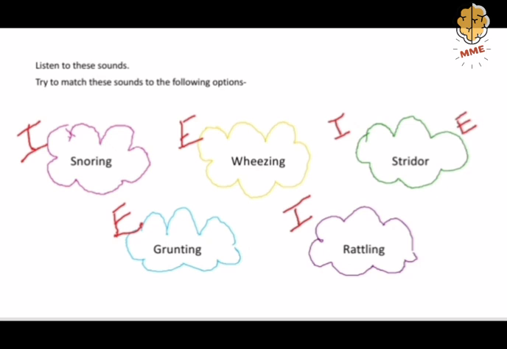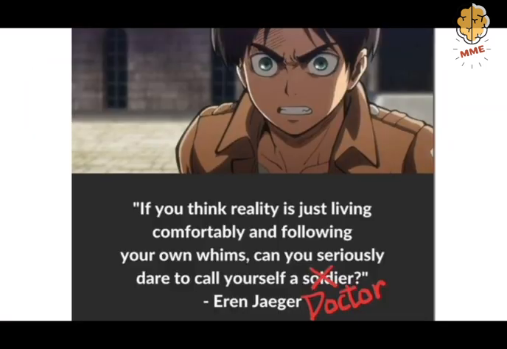Okay, and finally, as you may have guessed, the first one was stridor, which has both an inspiratory and an expiratory component. And the second was rattling, which is inspiratory. Confused? Didn't get any of those right? Don't worry, it takes practice.